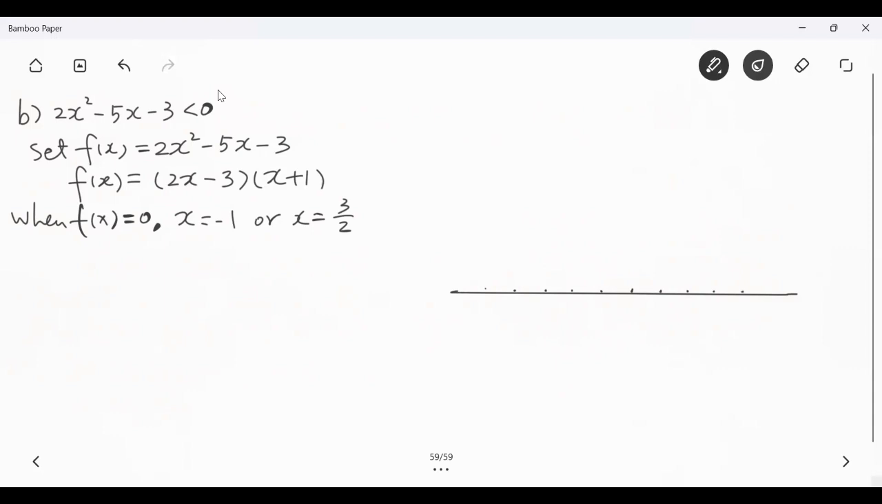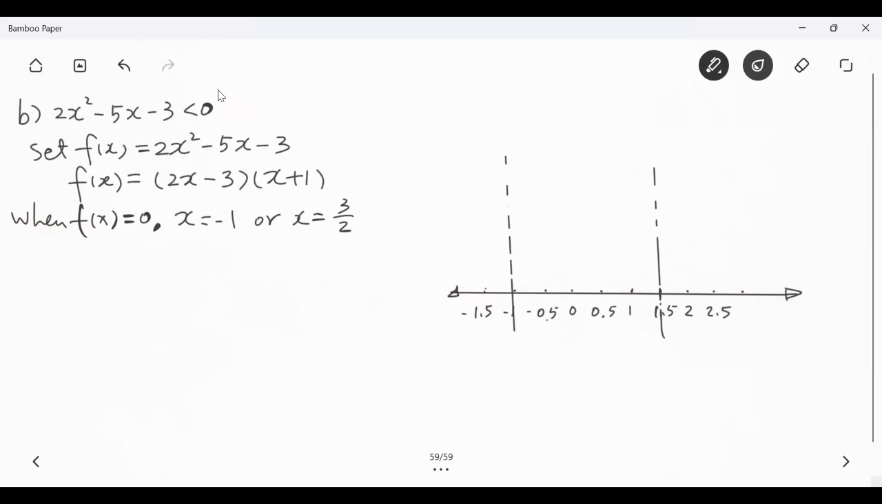And here, suppose it's negative 1.5, negative 1, negative 0.5, 0, positive 0.5, 1, 1.5, 2, 2.5, and here the negative 1, and 1.5 here, positive. Then separate the interval into 3 parts.